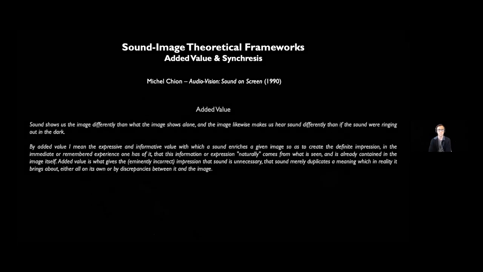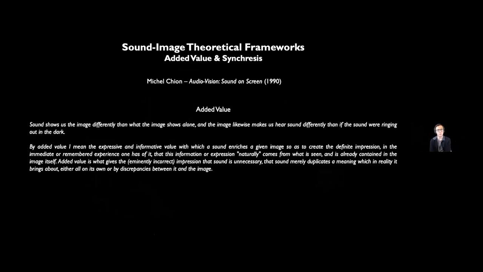Chion's theories of sound-image relationship primarily address film, but they are so well thought out and generalizable that they can easily be transported to other genres. The first chapter in his book, Audiovisual Sound on Screen, called Audiovisual Contract, is based on the audiovisual illusion that he calls added value. He says that sound shows us the image differently than what the image shows alone, and the image likewise makes us hear sound differently than if the sound were ringing out in the dark.